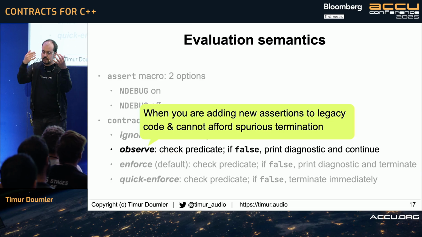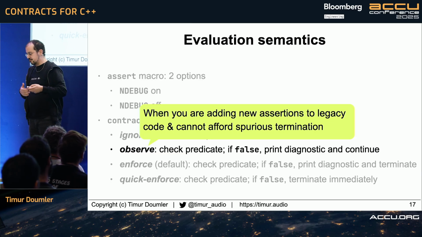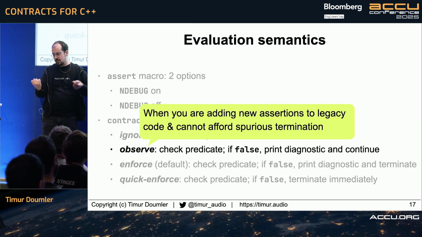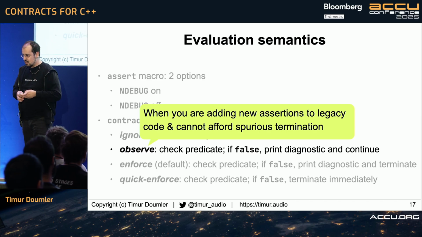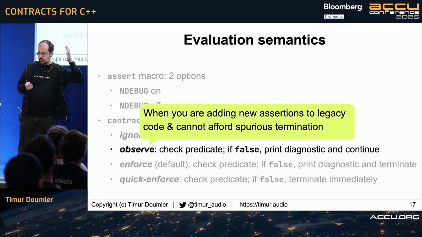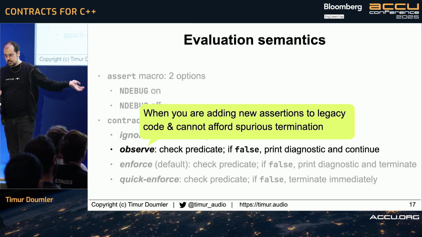You just want to know if the bug is there, and then later, when you're reasonably confident that you fixed the bug, you can turn the enforcement on. But initially, you want to just observe the assertion. So that's what this semantic is for, very important for deployment and legacy code bases.